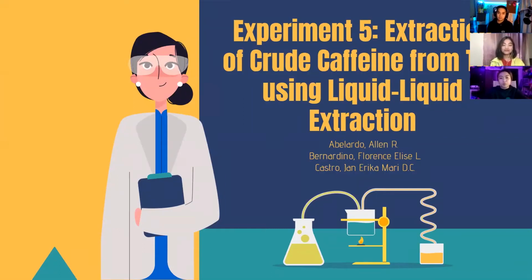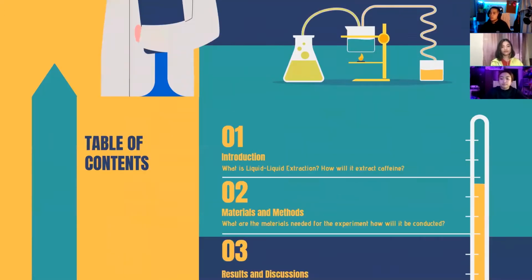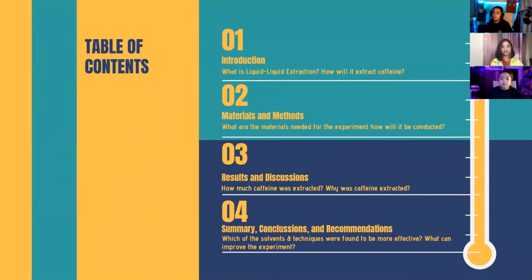We are the fourth group and we are going to present the fifth experiment, the extraction of crude caffeine from tea using liquid-liquid extraction. This presentation has been split into four parts. The first part being the introduction, which answers the questions, what is liquid-liquid extraction and how will it extract caffeine?